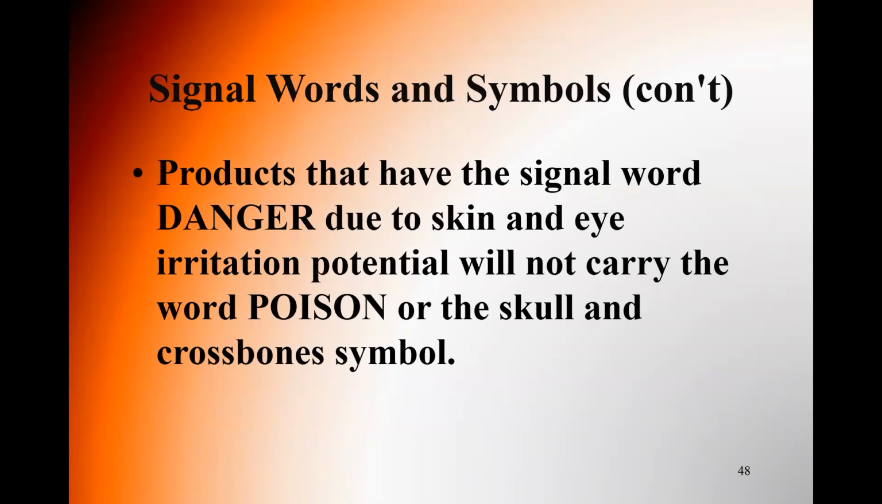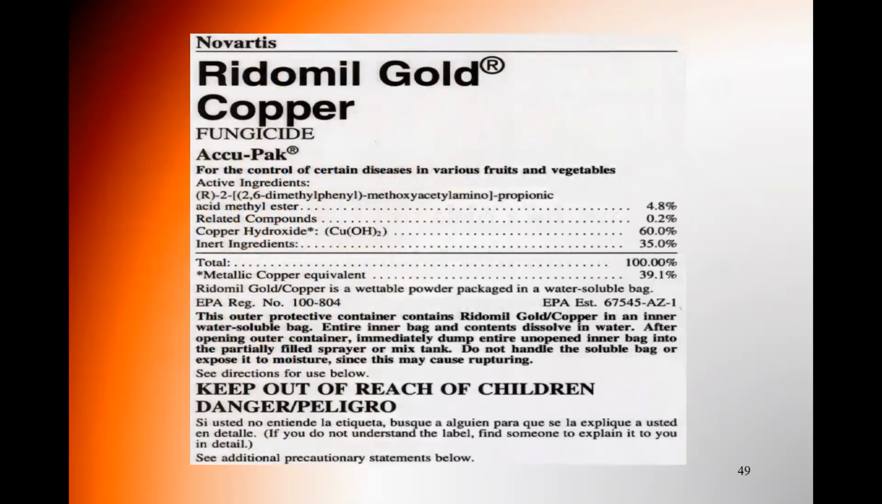Products that have the signal word danger, if it's due to skin and eye irritation potential, will not carry the poison or the skull and crossbones symbol. Here it only has the signal word danger. This is copper fungicide. It's more that eye protection needs to be worn with this; that's where the issues would be.